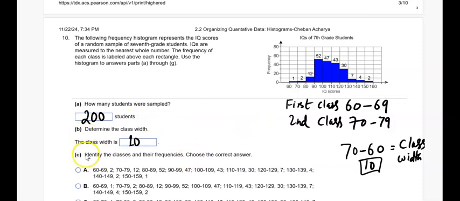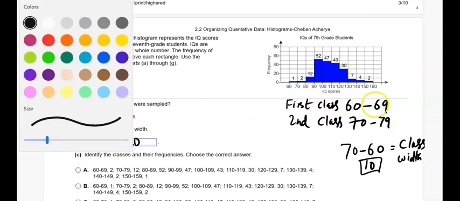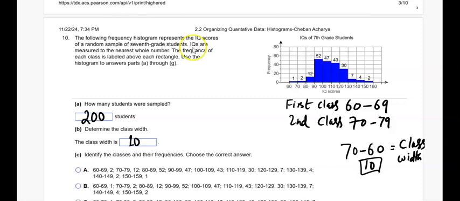That's part B. Part C, identify the classes and their frequency. Again, the first class is not 60 to 70. The first class is 60 to 69. The second class is 70 to 79. So if the first class is 60 to 69, what's the frequency of that class here? The frequency of the first class is going to be 1. And what's the frequency of the second class, 70 to 79? Which is going to be 2, and so on. I'm not going to do all of that, but that's how you see it.